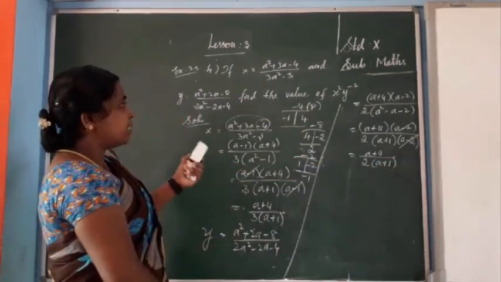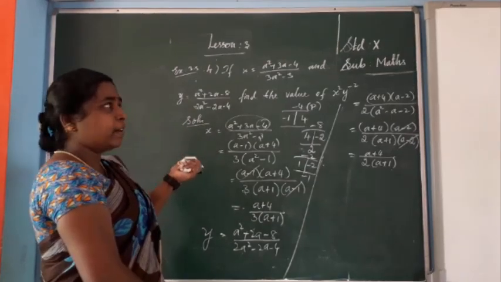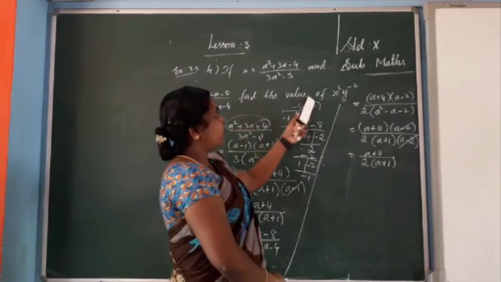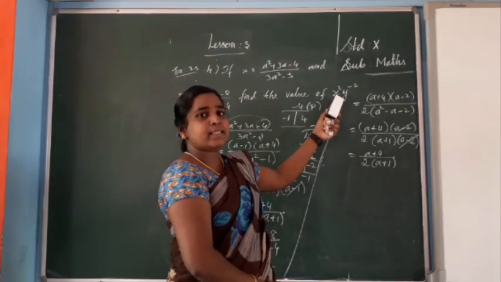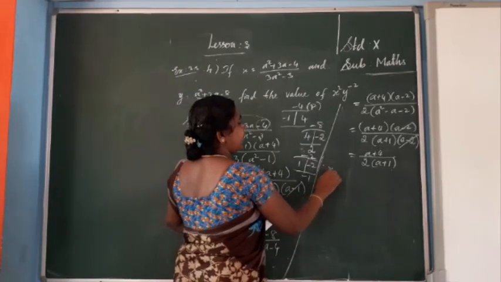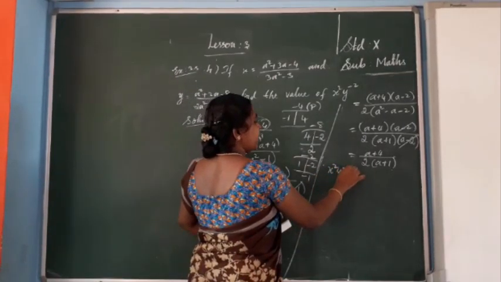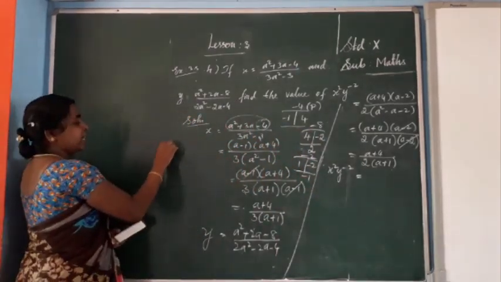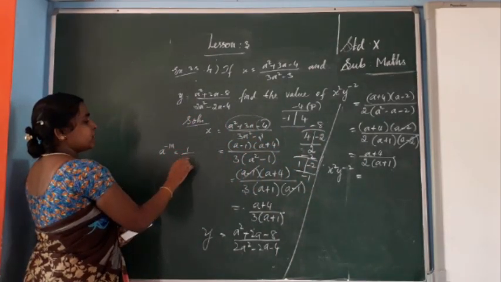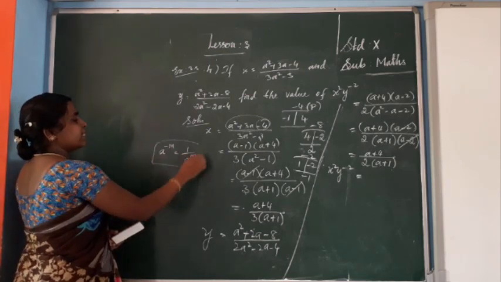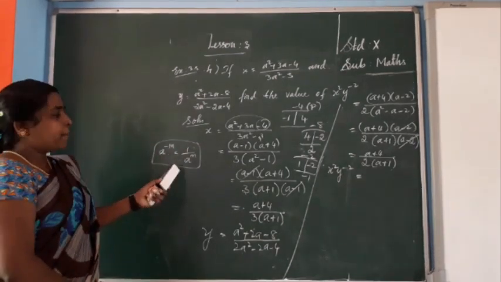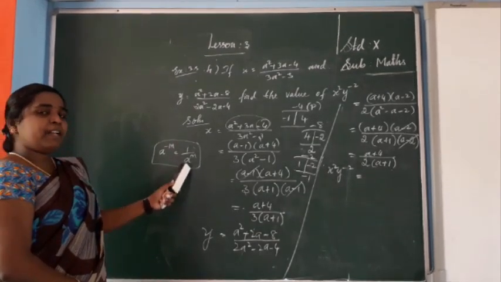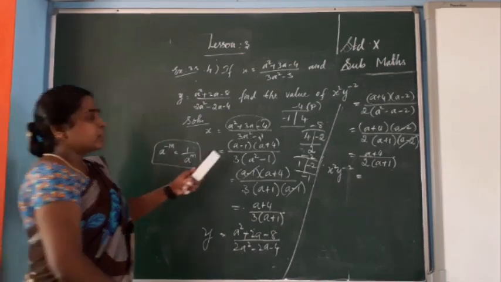Actually our question is not x and y. X and y are given, and we have converted them into simple form. Now we are going to find the value of x square y power minus 2. See carefully, x square y power minus 2. A power minus m means 1 by a power m. If you take it in the denominator, it becomes positive. A power minus m equals 1 by a power m, and otherwise 1 by a power m equals a power minus m. So here also like that.